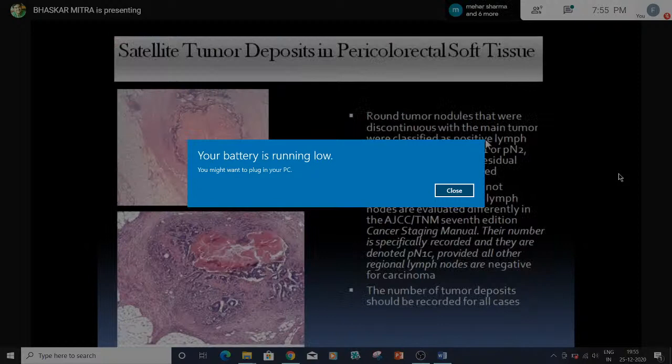Now, coming to another interesting topic, that is the satellite tumor deposits in the peritumoral regions. Here I would like to share one simple history. If we see the AJCC TNM from the 5th, 6th and 7th editions, it followed different rules. First of all, what are these satellite tumor deposits? Satellite tumor deposits are islands of tumor in the vicinity of the peritumoral regions, particularly the subserosal or pericolorectal fibro-adipose tissue. They do not show any residual lymph node tissue. They may or may not be surrounded by muscle tissue.